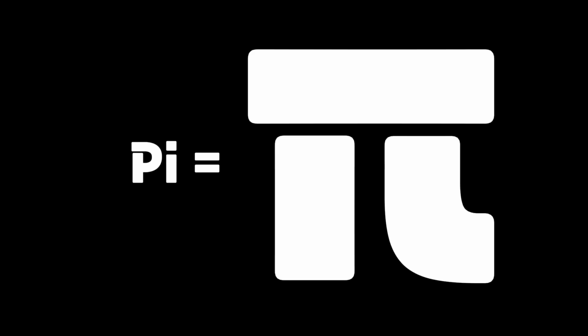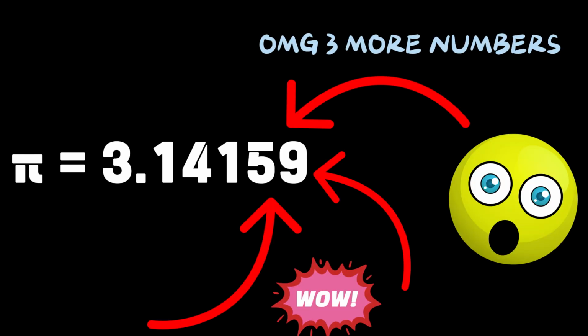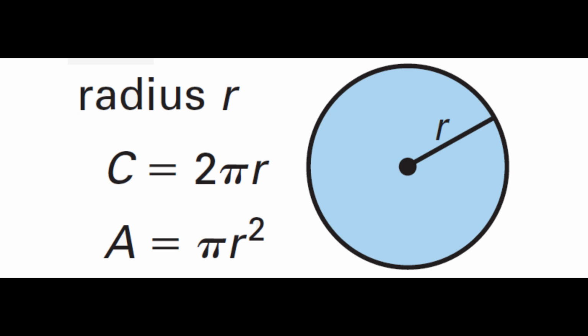In math, pi is spelled P-I, and it's used to represent this symbol. It is an irrational number, and it goes on forever, but you have most commonly heard of it as 3.14, or for more advanced people, 3.14159. In math, pi is used to find the circumference and area of circles.